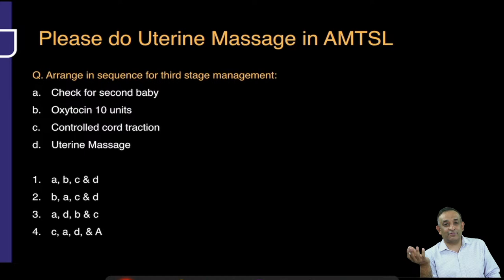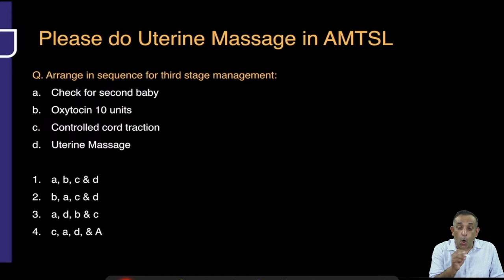They have asked you to arrange the things which you do in the active management of third stage of labor in the correct order. So after the delivery of the baby, you check if there's a second baby, give oxytocin 10 units, do controlled cord traction to take out the placenta, and then you do a uterine massage. So they asked you the order of doing these things. So this is obviously A, B, C, and D. Answer is A.